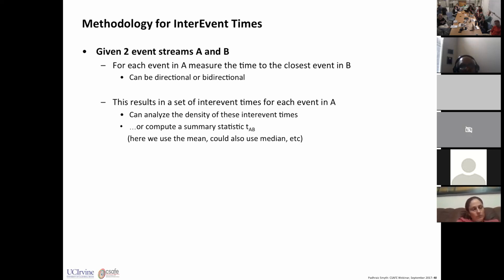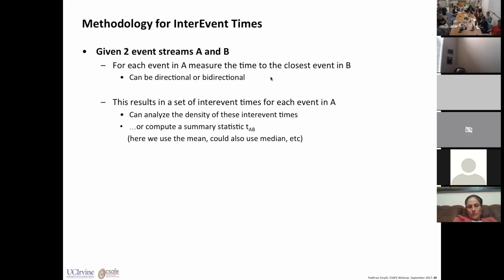Now closest could mean the previous event in B that happened before the current A event, or it could mean in either direction, bidirectional. If you want a causal interpretation, you think more directionally. If you don't care, you're looking offline, maybe you do it bidirectionally. I don't think it's that important, but I'd have to go back and check. I don't remember if they're directional or bidirectional in the results I'm going to show you. But the point is, I don't think it's that important for the results that we get.